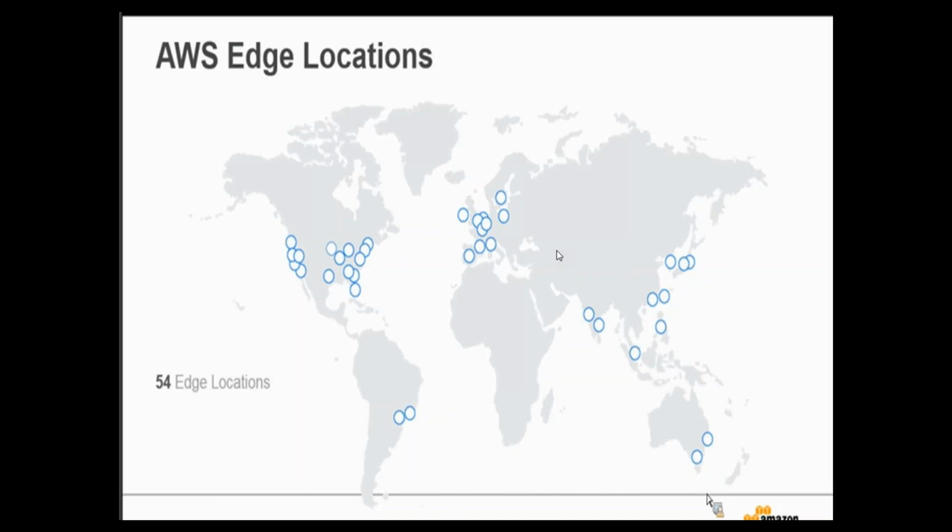Apart from the regions, they also have edge locations. Edge locations are primarily used for caching purposes to make the user experience better and faster. There are lots of edge locations throughout the world. Some of them are hired, some of them are owned by AWS. An edge location is where you will have your content delivered, and it's primarily used to reduce latency.